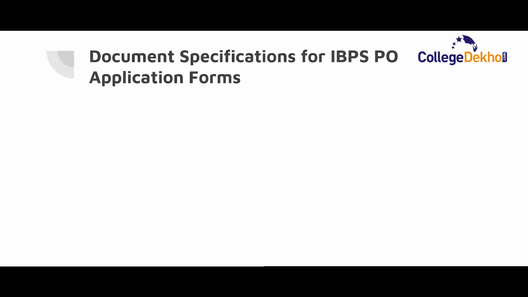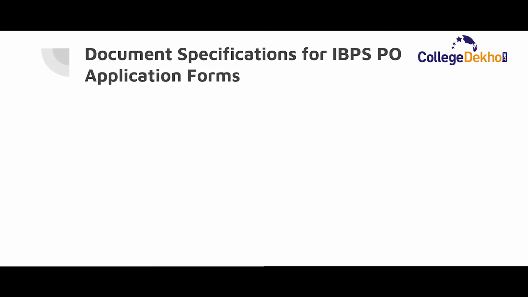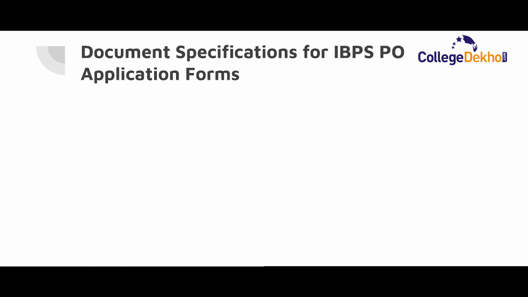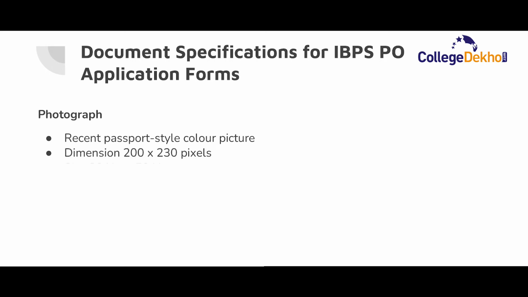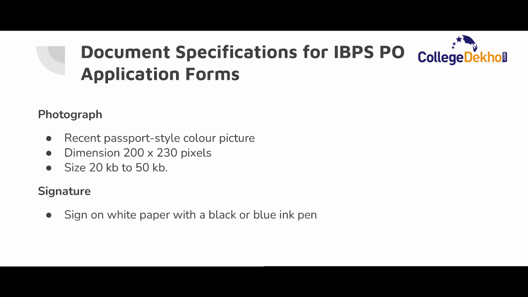Now let us look at what are the documents that you will be requiring for the IBPS application form and what specifications must be met for each document. First is the photograph, which should be a recent passport size colored photograph. The dimension of the photo should be 200 by 230 pixels and the size of the file should be 20 KB to 50 KB. Then signature, which you have to sign on white paper with a black or blue ink pen. The dimension of the signature should be 140 by 60 pixels and the size should be 10 to 20 KB.